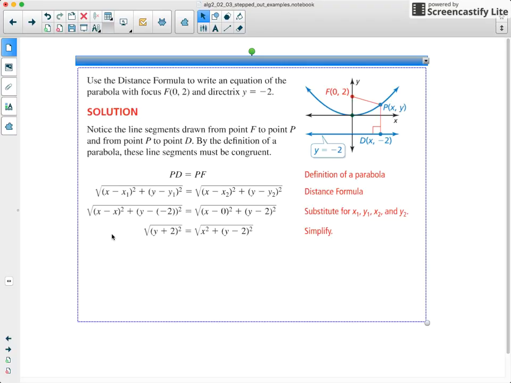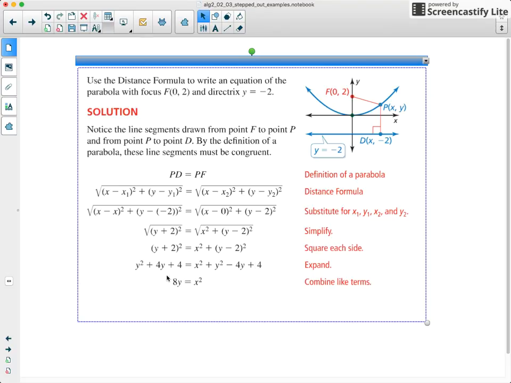The next step is to remove your square root signs by squaring each side, and then FOIL or multiply the binomial y plus 2 squared and y minus 2 squared. And that happens on the next row. All right. Once it's all expanded, then you can start to cancel out values that appear on both sides of the equal sign. So the y squared here and the y squared here will cancel, and the plus 4 and the plus 4 will cancel.